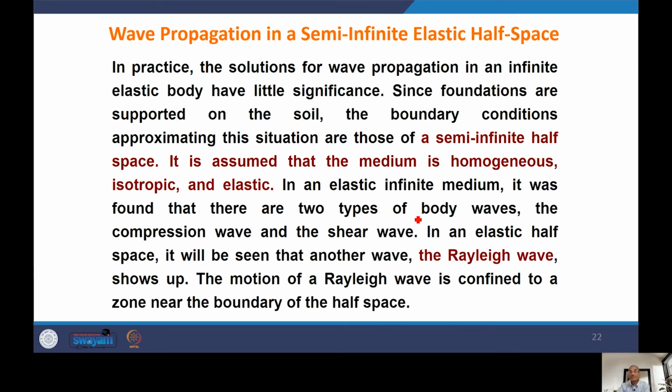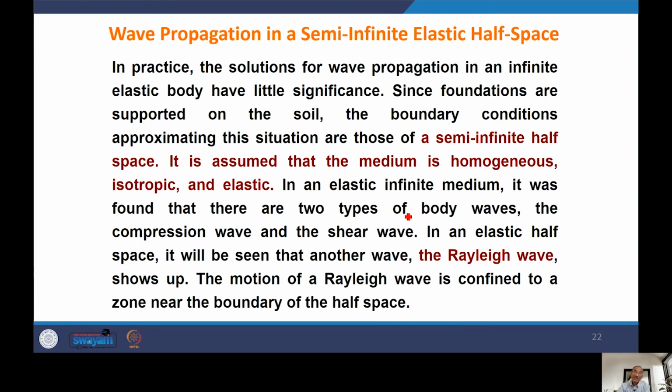Since foundations are supported on the soil, the boundary conditions are those of a semi-infinite half space, not the three-dimensional case. Therefore, it is assumed, as in the 3D case, that the medium is homogeneous, isotropic and elastic. For the elastic infinite medium, it was found that there are two types of body waves: the compression wave and the shear wave.